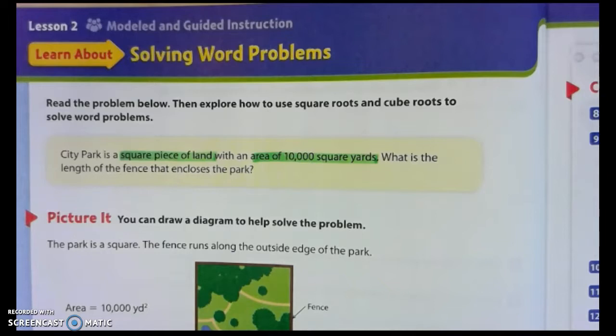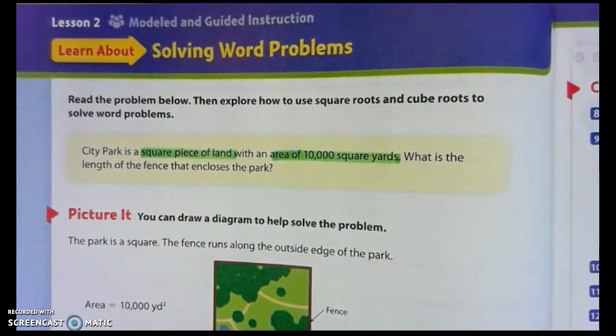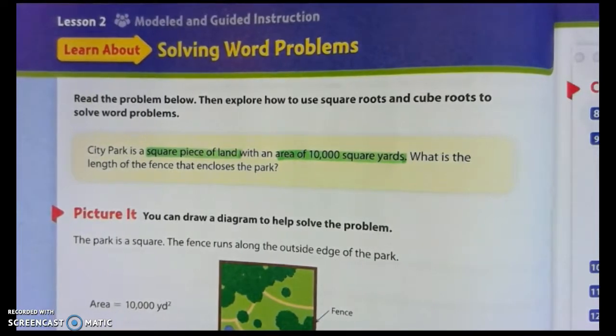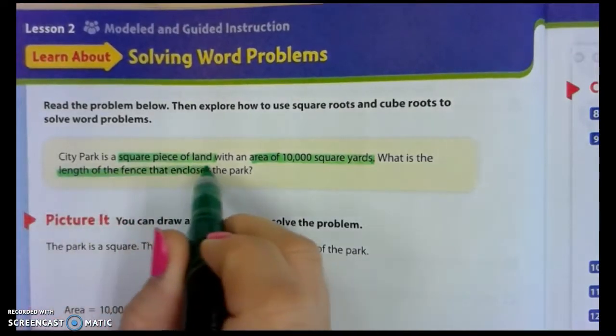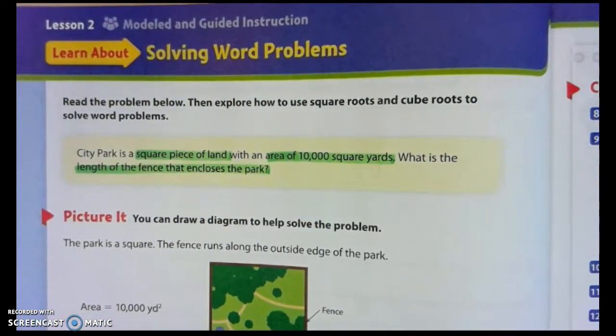Now remember, area is two-dimensional. That's why it says the yards are square. What is the length of the fence that encloses the park? The question that they ask should always be the most important thing that you see.